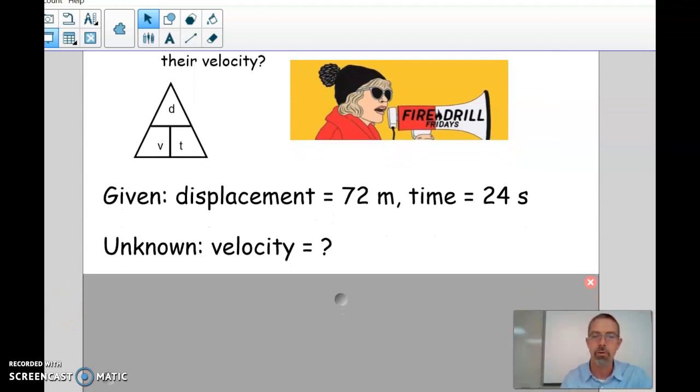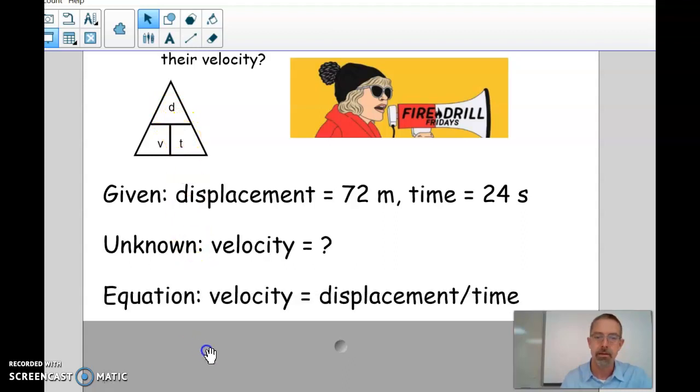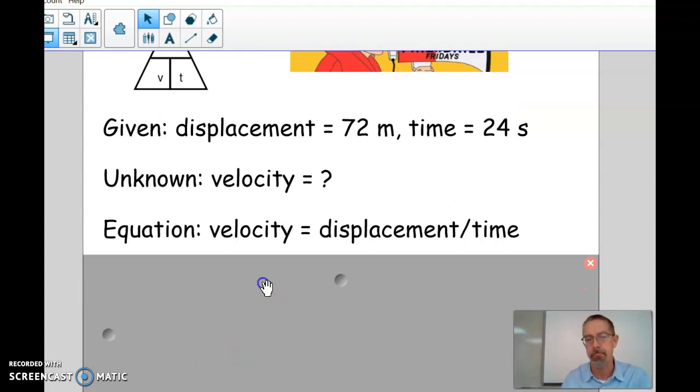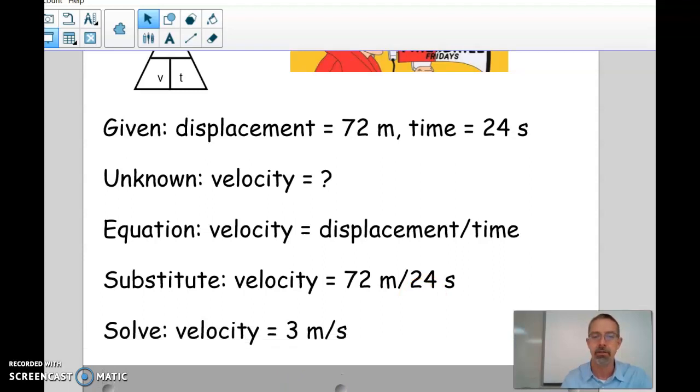So what equation do I use to solve for velocity? Well, if I want velocity, I just kind of cover this up, and I see that, whoa, it's going to be my displacement divided by my time. So that's the equation I'm going to pull out of my toolbox to help me out. I'm going to substitute in what I know. Velocity equals my displacement of 72 meters divided by my time of 24 seconds. So the students obediently walked out at 3 meters per second.